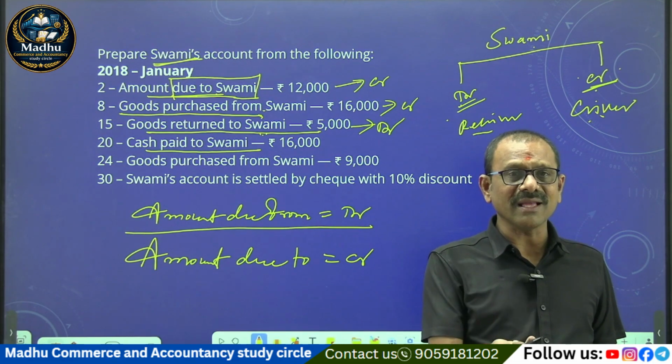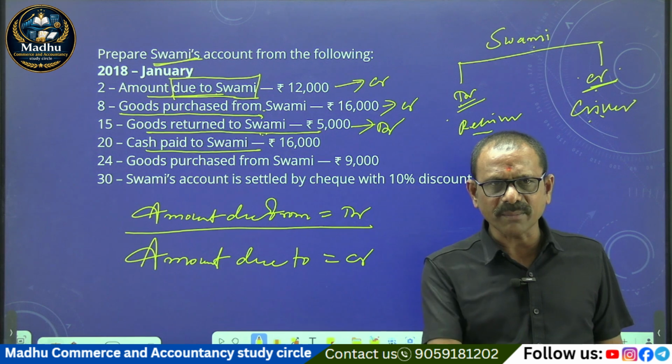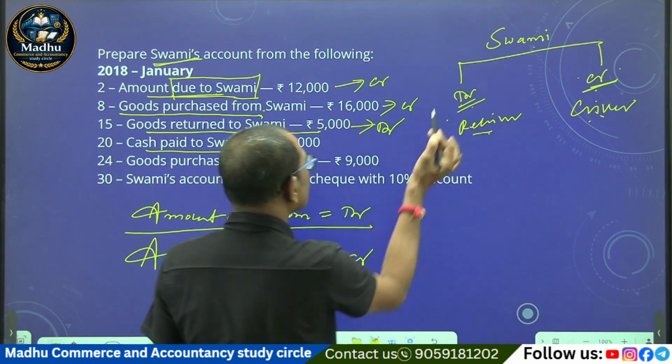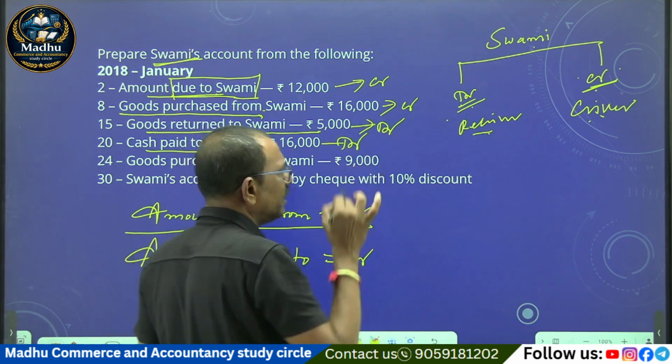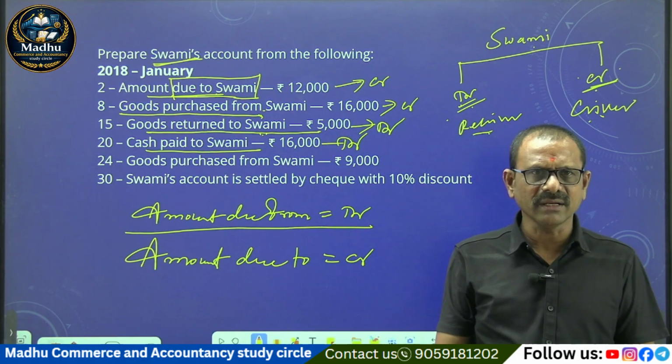Then Swami is the receiver. We paid to Swami, so Swami is the receiver. Receiver means which side? Debit side. Then you can make it a debit. That's all.